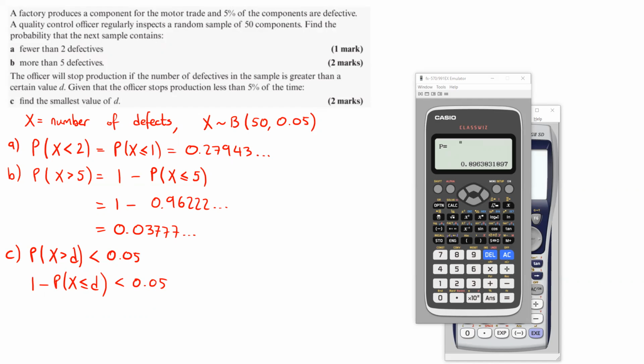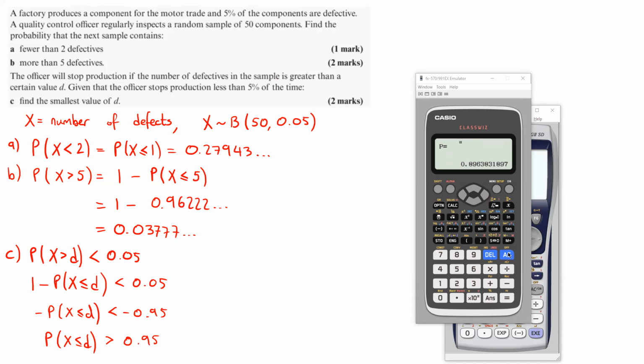If you rearrange this, so if I take away 1 from both sides, I get minus P(X less than or equal to D) is less than minus 0.95. And then correcting for the minuses, P(X less than or equal to D), and when you divide through by a negative, it changes the inequality. So now I'm looking for the first number of D such that it gets bigger than 0.95.